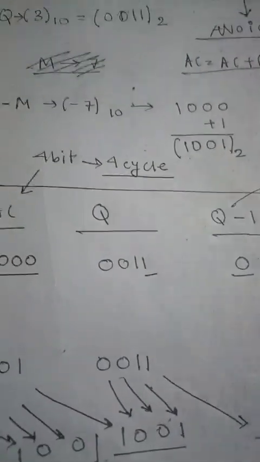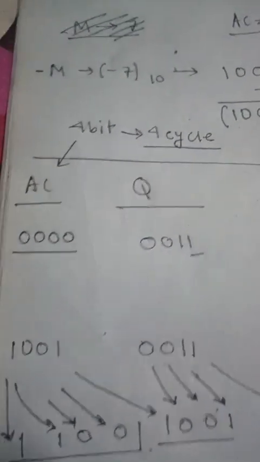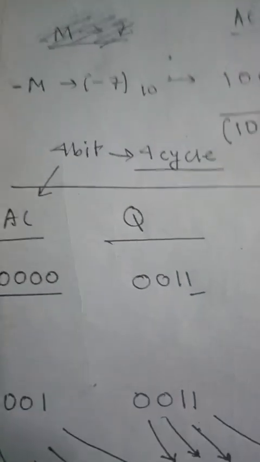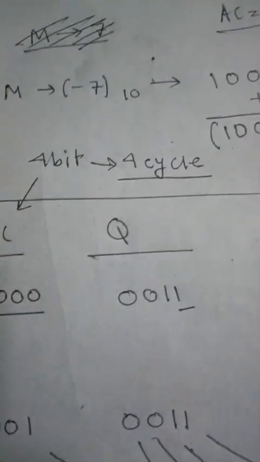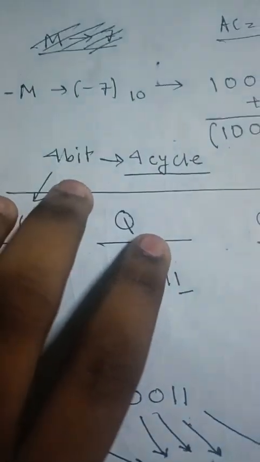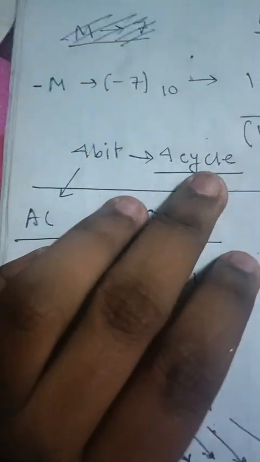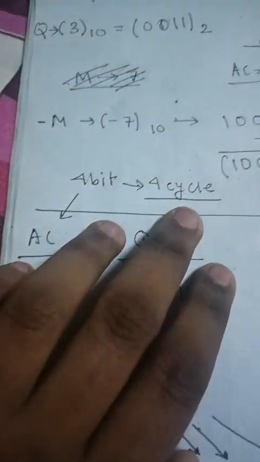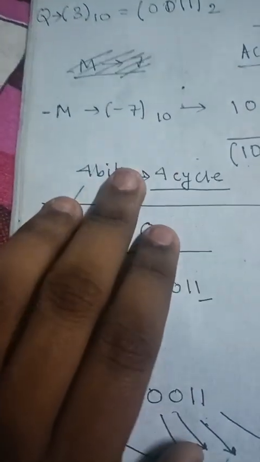So it is like step 1 only. Then there is a 4-bit representation, so we have to do 4 cycles. What I mean by cycles, we will understand in a few minutes. So let's start. It is a thumb rule that as many bits as are given, that many cycles will run. If there are 5 bits, it will run 5 cycles. If 6, 6 cycles.